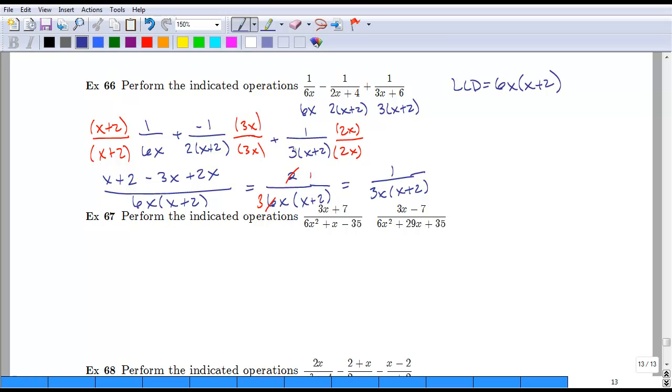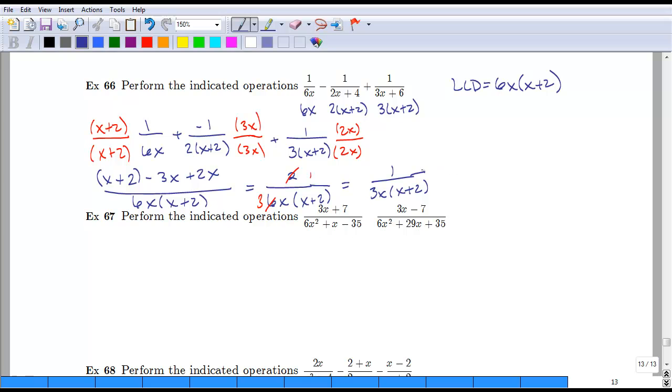So in this case, when we distribute, we get x plus 2 for our first fraction, and then we get a minus 3x from our second fraction and a plus 2x from our third fraction. When we combine all the like terms, x minus 3x plus 2x simplifies to 0, and we are just left with that 2 up top. Now we can reduce the numerator and the denominator because 2 divided by 6 is 1/3. So then we're left with 1 over 3x times the quantity x plus 2.